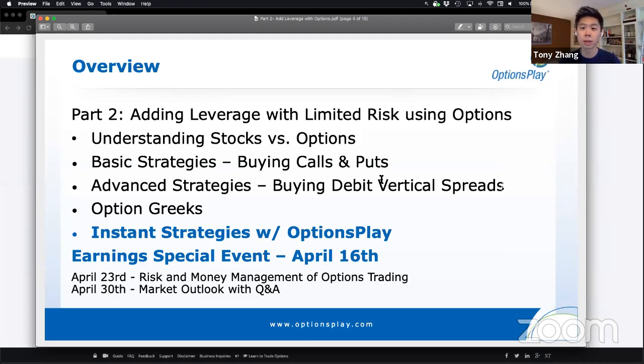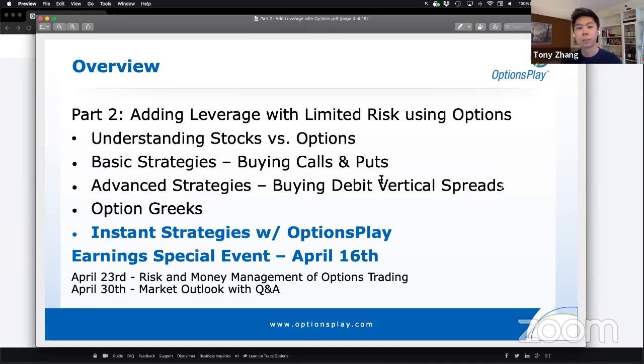Now, it's really important that when you learn about buying a call or a put, you understand the benefits, but more importantly, you understand what the trade-offs are for those benefits. And that's what I want to walk you through here today. So part 2, we're going to be talking about understanding the fundamental difference between stocks and options. We'll break down the basic strategy of buying a call versus buying a put.